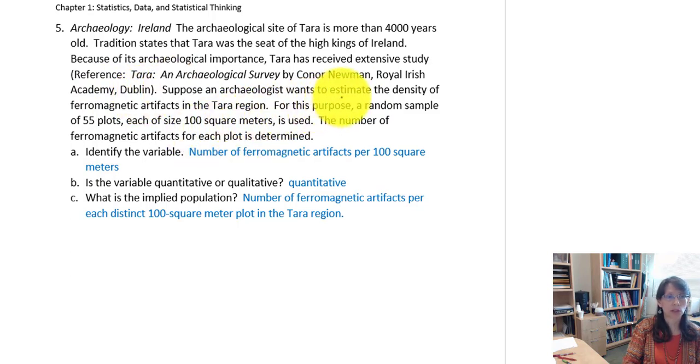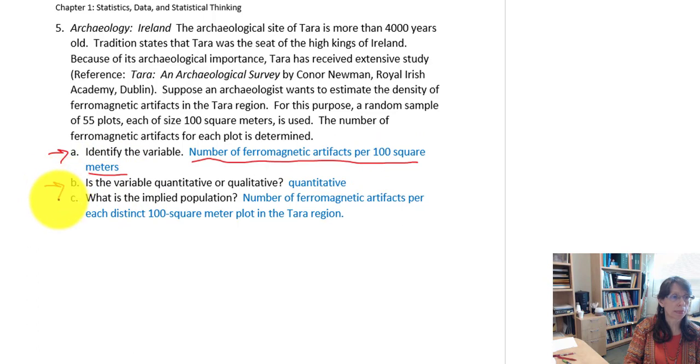Suppose an archaeologist wants to estimate the density of ferromagnetic artifacts in the Tara region. For this purpose, a random sample of 55 plots, each of size 100 square meters, is used. The number of ferromagnetic artifacts for each plot is determined. So part A, we're trying to identify the variable. So what do these archaeologists want to study? They want to know the number of ferromagnetic artifacts per 100 square meters.